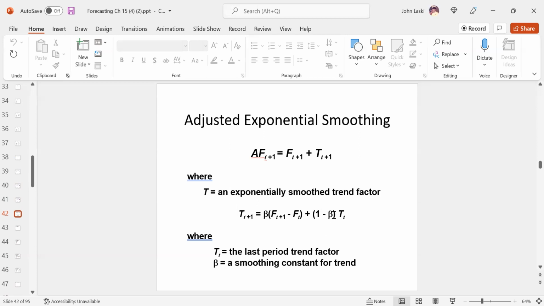Add to that 1 minus beta, and just like with alpha, if beta is 30, 1 minus beta is 70, you get the idea. So this net times beta plus the reciprocal of beta times the current trend. Current trend, T sub t. Next period trend, T sub t plus 1.